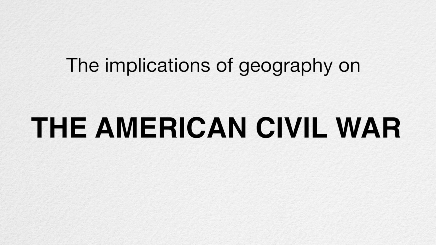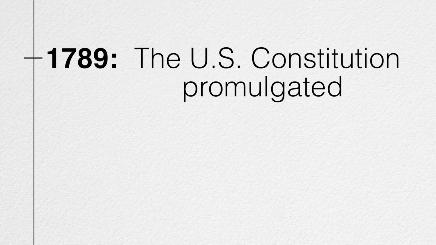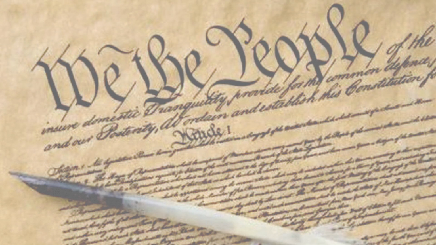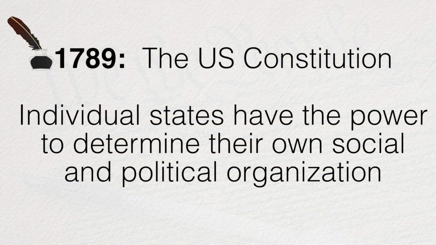In 1789, the U.S. Constitution was promulgated, and there are three important features of the Constitution that bore directly on the coming of the war. The first of these implications was that individual states under the Constitution had the power to determine their own social and political organization, and specifically the question of whether or not slavery was to be allowed in that state.